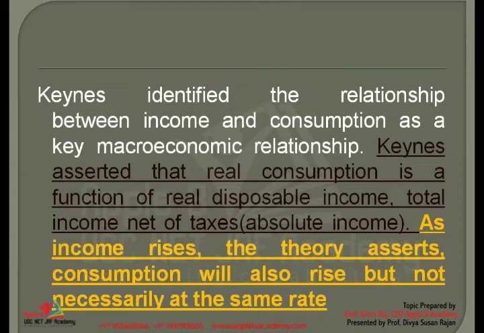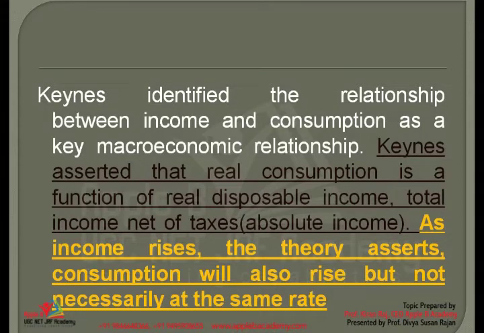The first proposition that Keynes emphasized, based on his casual observation, is that the MPC, which is the change in real consumption, denoted by C, for a unit change in the real disposable income Y, which is the income after the taxes, will always lie between 0 and 1.